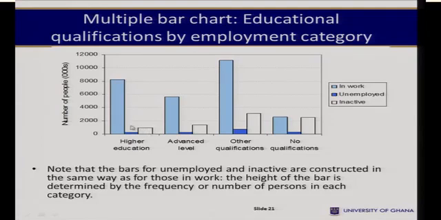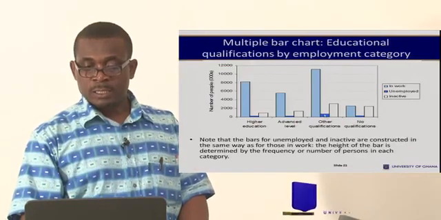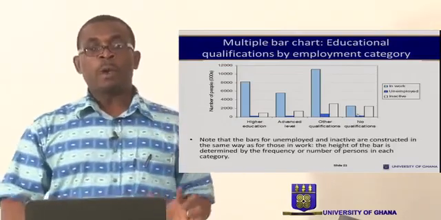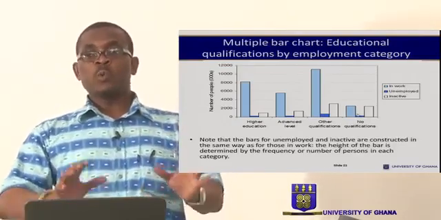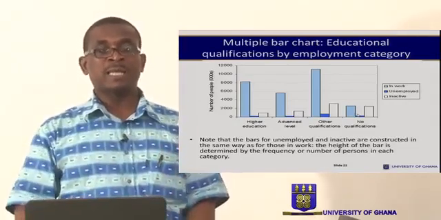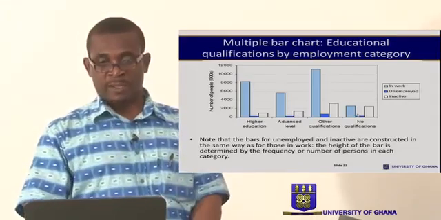So at a glance, you can see what is happening. Similarly, when you come to advanced level, you do it for the three categories of employment status: in work, unemployed, inactive. The same is done for other qualifications, and then no qualifications. So this gives you a pictorial overview of the circumstance of these people, rather than just looking at the numbers, which is meaningless. So it's a nice way of summarizing data.